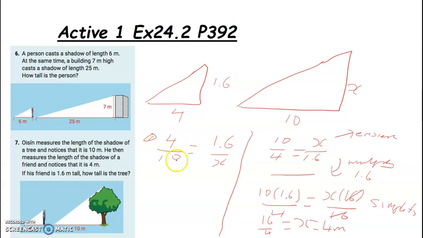Now, this can be done another way as well. It doesn't have to be done this way, but it's a bit more awkward. You can turn both of these upside down, and if you turn both upside down, it gives you the same ratio as this.